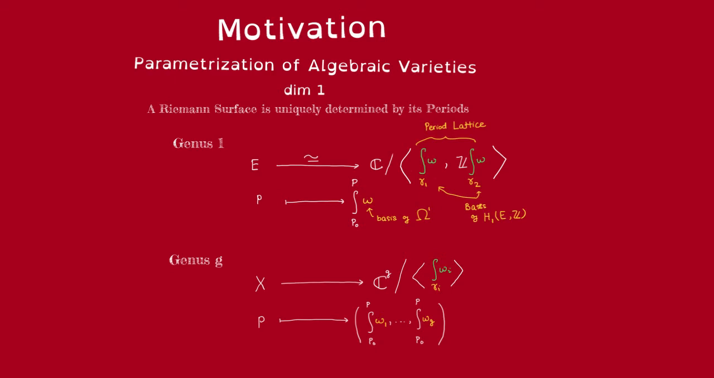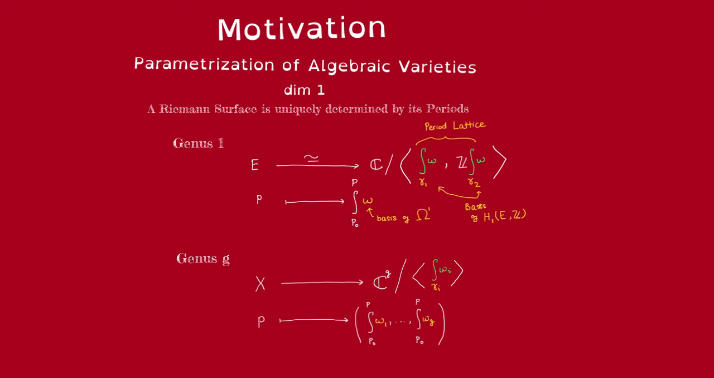Now let's generalize this map to the case of a bigger genus. So now the space of holomorphic one forms will have bigger dimension. If the genus is g, then the dimension of this space is also g. So a basis should consist of g one forms. So let's take omega 1 to omega g. And our map then will send every point P to this tuple.